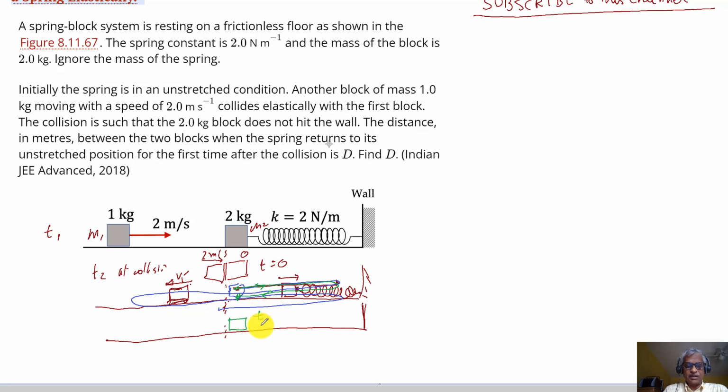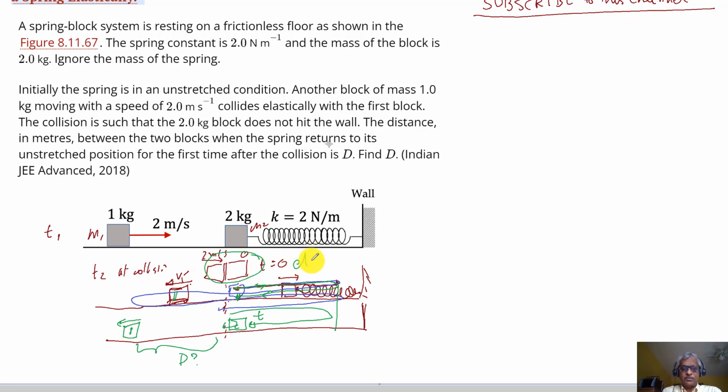At that time it has returned, half a period, and at that point block 1 and block 2, block 1 is at a distance, and that distance is D. That is what we're supposed to find. So looking at it this way, we need to look at what happens in the collision.